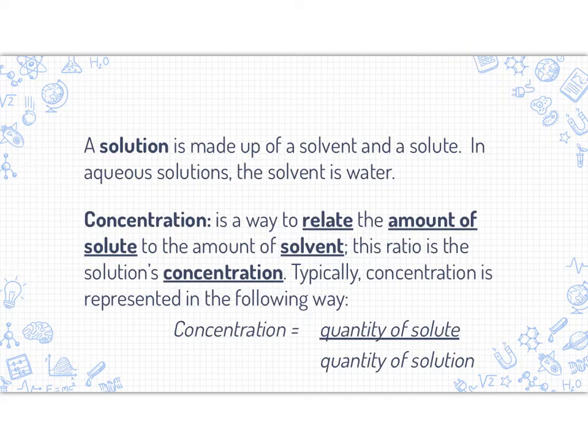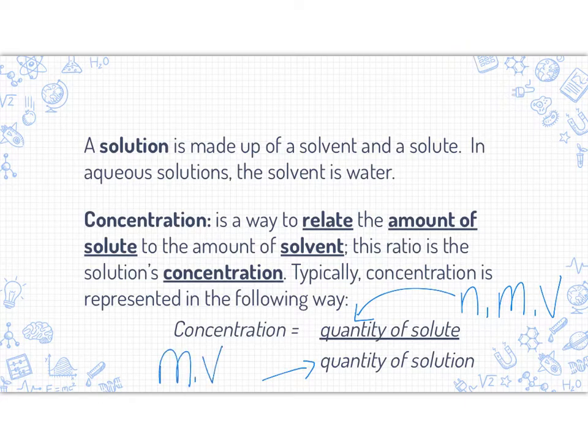Typically, concentration is represented in the following way. So some type of concentration, there's a few different ways that we can calculate it, is a quantity of solute over a quantity of solution. This quantity could be in moles, it could be in mass, it could be a volume. There's a few different ways we can represent the quantity of a solute. The quantity of solution, there's only two. We can either look at the mass of the solution or the volume of the solution.